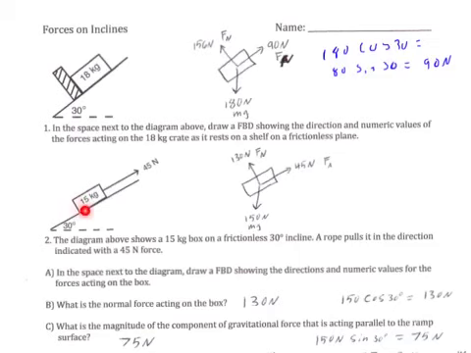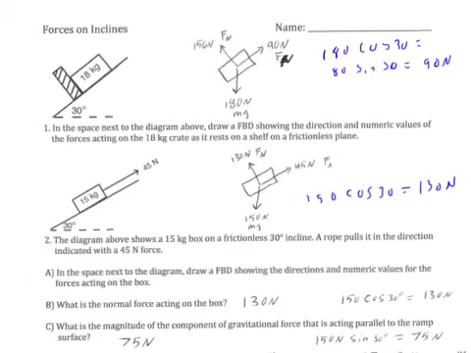So here's 15 kilograms, which is going to produce 150 newtons of mg. Remember, g is 10. At least we're going to use it as 10. So that's 150. Now I'm going to say 150 times the cosine of the angle, which is 30, gives me 130 newtons, and that is acting normal to the surface.